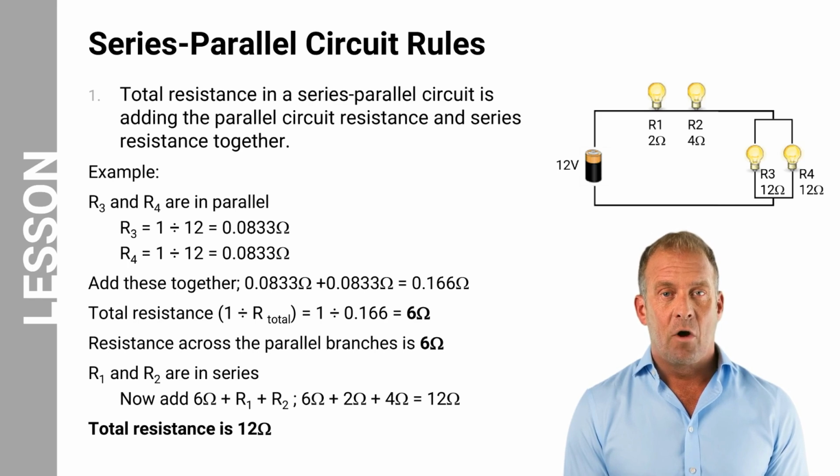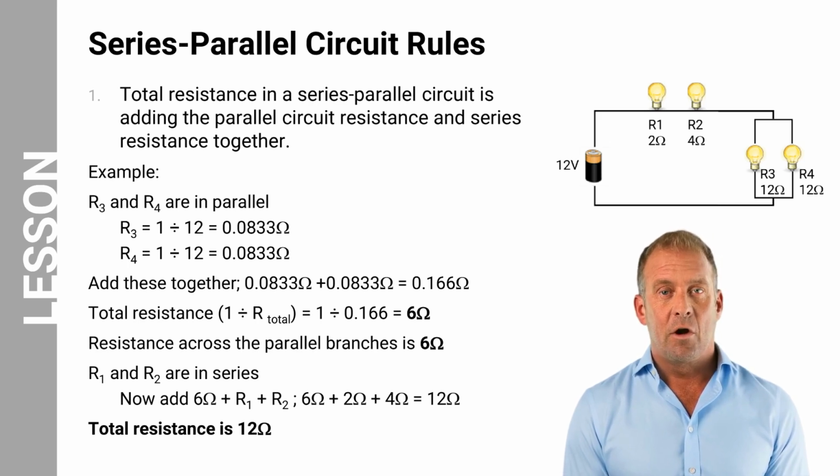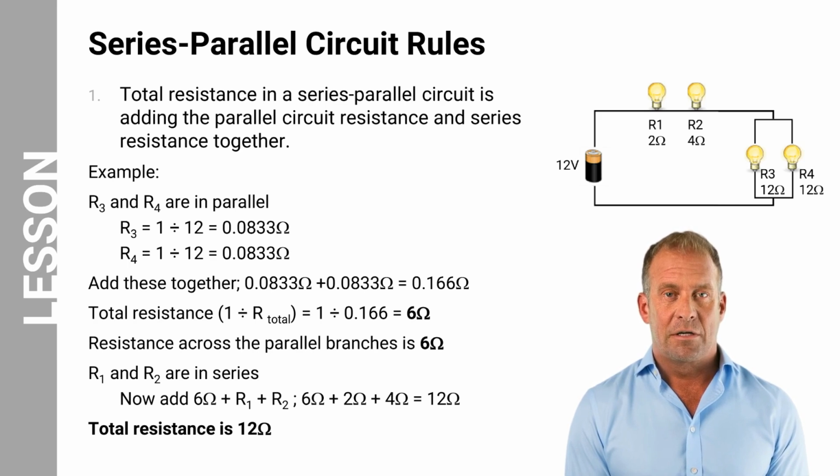Now, let's say R1 with 2 ohms and R2 with 4 ohms are connected in series with this parallel combination. To find the total resistance, we simply add these series resistances to our parallel resistance, 6 plus 2 plus 4, yielding 12 ohms. Thus, the total resistance of this series parallel circuit is 12 ohms. This method demonstrates how we first resolve parallel sections into their equivalent resistances, then add these to any series resistances to determine the overall resistance of a series parallel circuit.